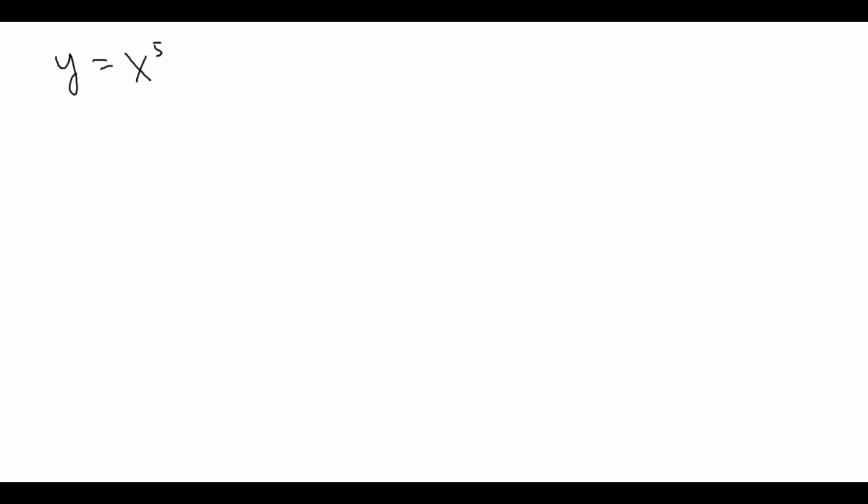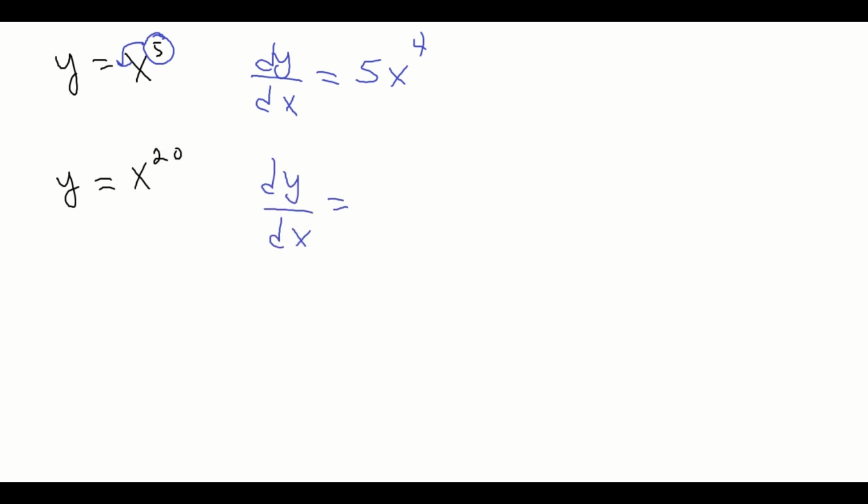Find the derivative of this function. In this example, n is equal to 5. So we can bring that down, then dy/dx is equal to 5x to the 5 minus 1, which is 4. Go ahead and pause the video and try this one. Bring the 20 down, we get 20x, and then reducing the exponent by 1 is x to the 19.